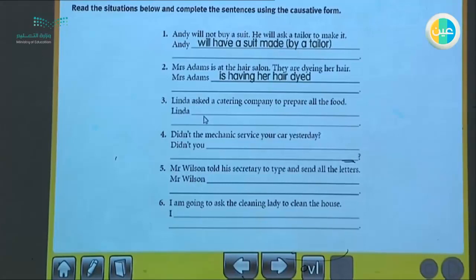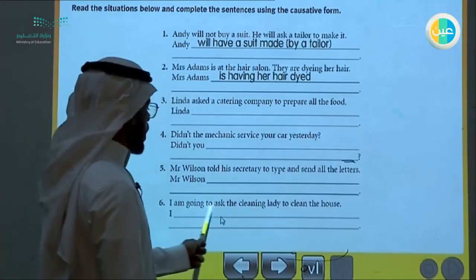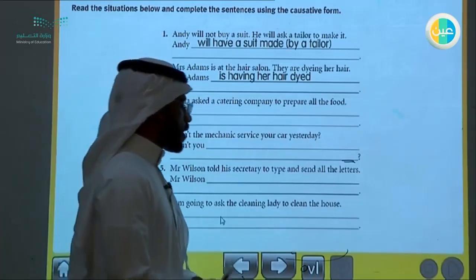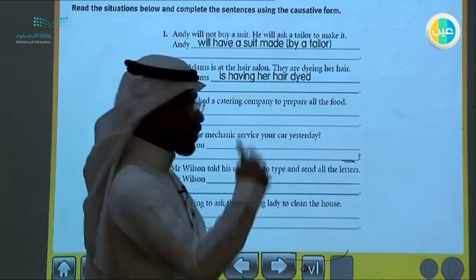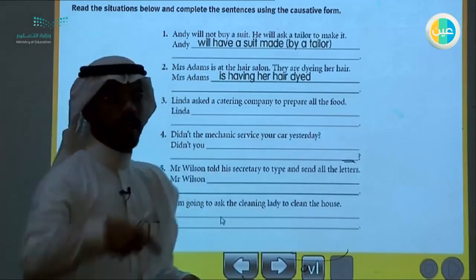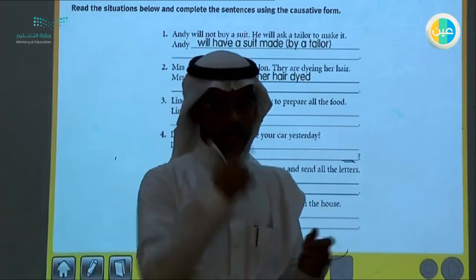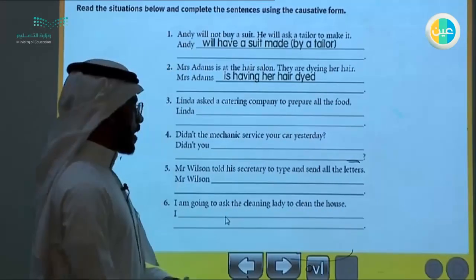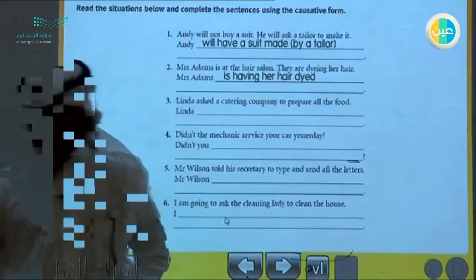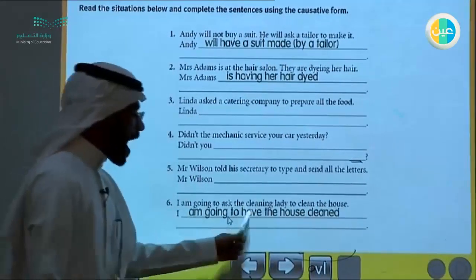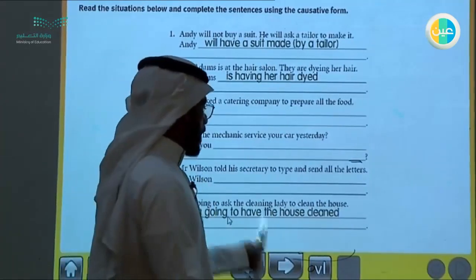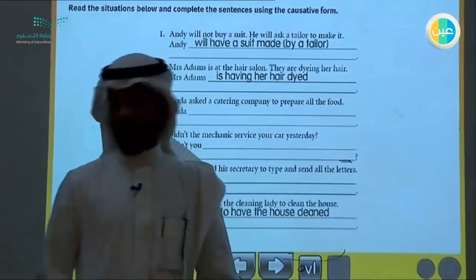Now let's take the last one. ناخذ آخر واحدة. هذه number 6. I am going to ask the cleaning lady to clean the house. سوف أطلب. I'm going. This is another kind of future. اللي هو استخدام ثاني للfuture. I'm going to ask the cleaning lady. Sentence will be I'm going to have the house cleaned.